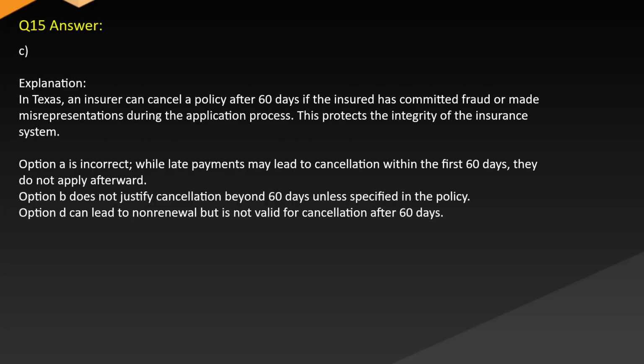Answer: C. Explanation. In Texas, an insurer can cancel a policy after 60 days if the insured has committed fraud or made misrepresentations during the application process. This protects the integrity of the insurance system. Option A is incorrect. While late payments may lead to cancellation within the first 60 days, they do not apply afterward. Option B does not justify cancellation beyond 60 days unless specified in the policy. Option D can lead to non-renewal but is not valid for cancellation after 60 days.